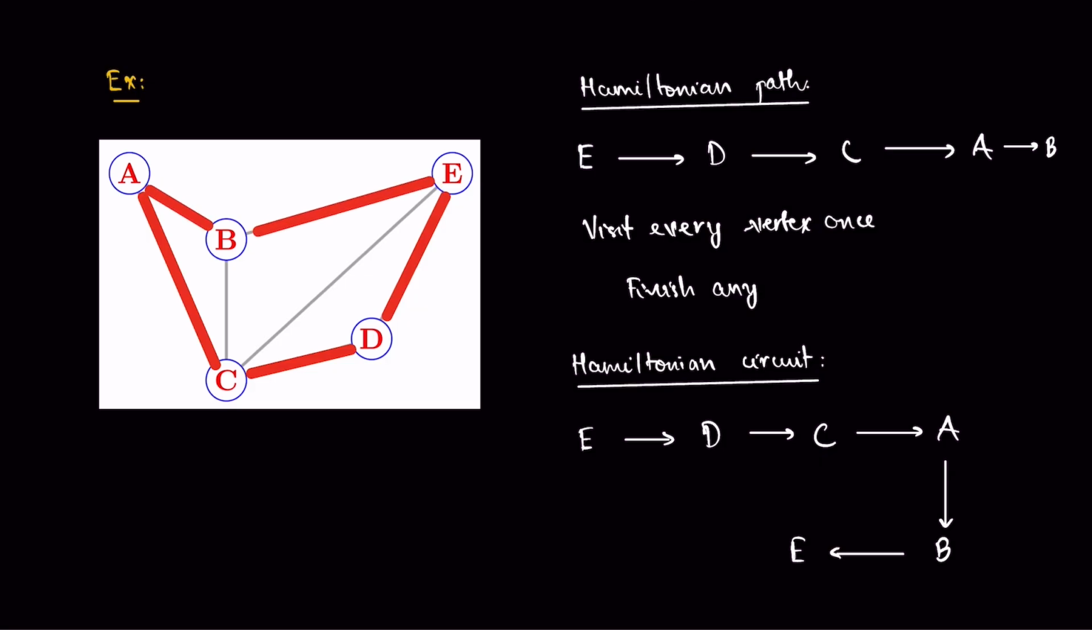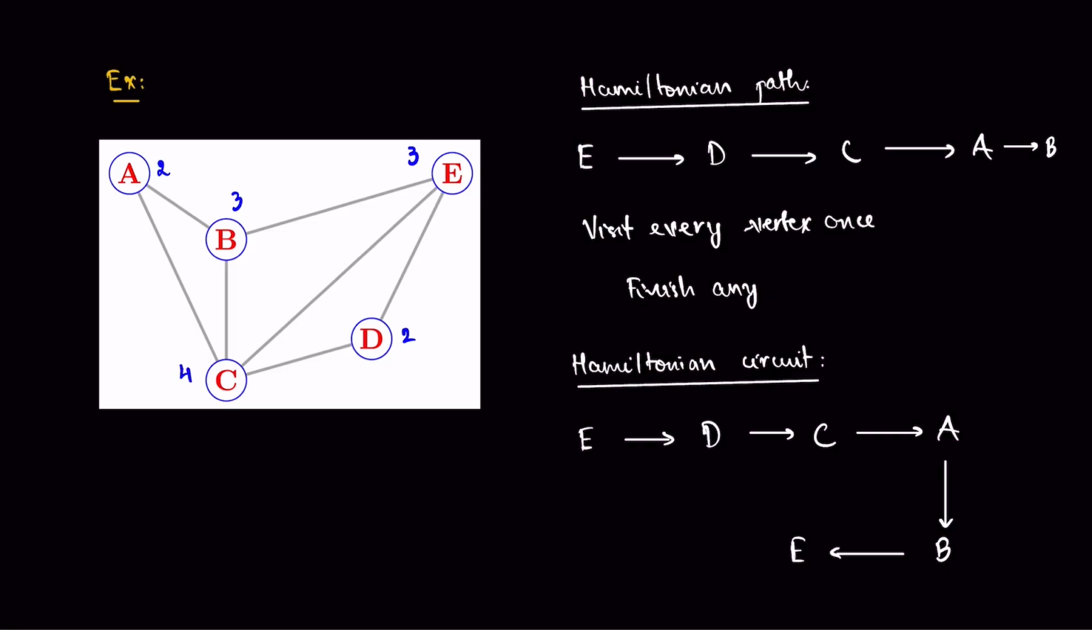That is, E goes to D, D goes to C, C goes to A, A goes to B, and B goes back to E. For this exact graph, you can also identify the Eulerian path and Eulerian circuits if you want to, and you can calculate the degree of each vertex in order to identify whether there exists an Eulerian path or an Eulerian circuit or not. So in this case, let's quickly do the calculations. For the vertex A, the degree is 2. For B, the degree is 3. For E, the degree is 3. For D, it is 2. For C, it is 4.